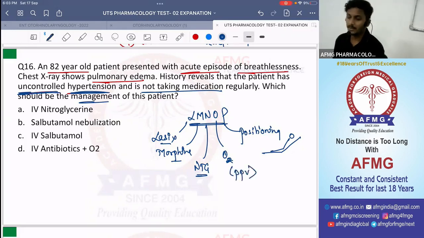No issues with this, anybody? So that is the management. So what should be given? Option A, IV nitroglycerin. Recent question again. No issues there, yeah?